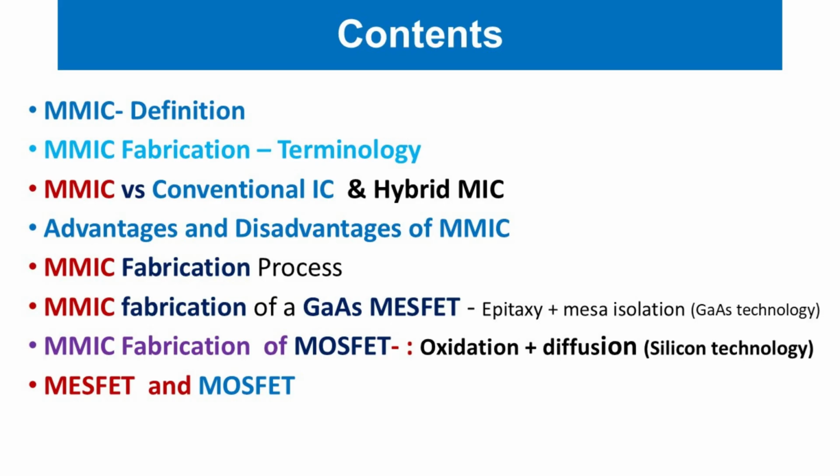This slide presents the contents of the MMIC topic. We begin with the basic definition of MMIC and important fabrication terminology. Then, we compare MMIC with conventional ICs and hybrid microwave integrated circuits, followed by its advantages and disadvantages. Next, we discuss the MMIC fabrication process, including GaAs MESFET fabrication using epitaxy and mesa isolation, and MOSFET fabrication using oxidation and diffusion in silicon technology. Finally, we compare the operating principles of MESFET and MOSFET.